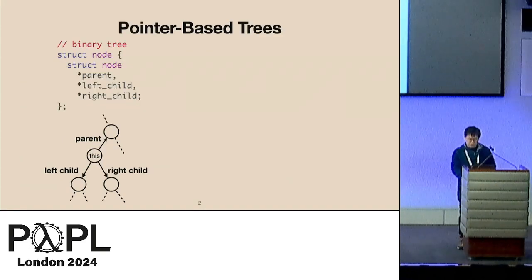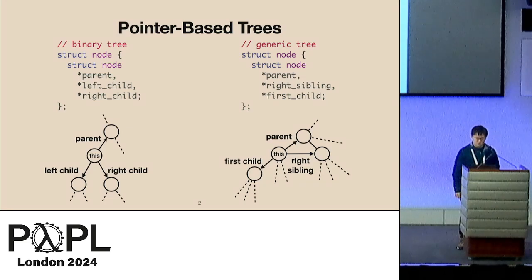So one typical way to implement a tree data structure in an imperative programming language like C is to use pointers. And pointers are used to connect adjacent nodes. So for example, for a binary tree, a node may store pointers to its parent and its two children. For a generic tree, which is a tree with unbounded number of children, nodes can be connected vertically by having pointers to the parent and to the first child, and children nodes can be connected horizontally by having pointers to the right sibling.